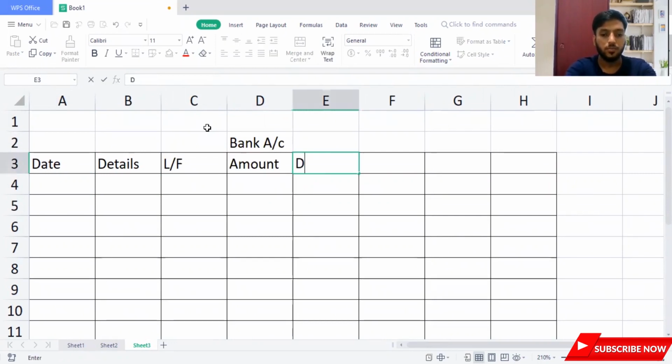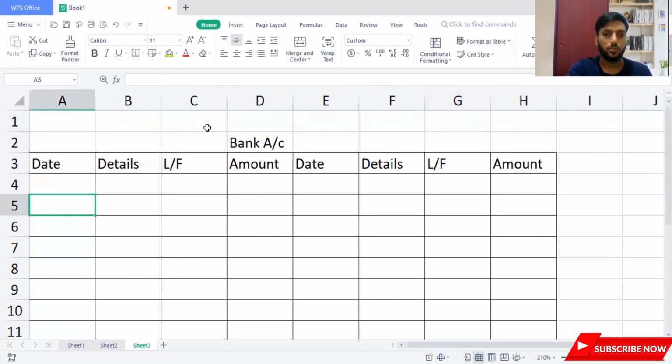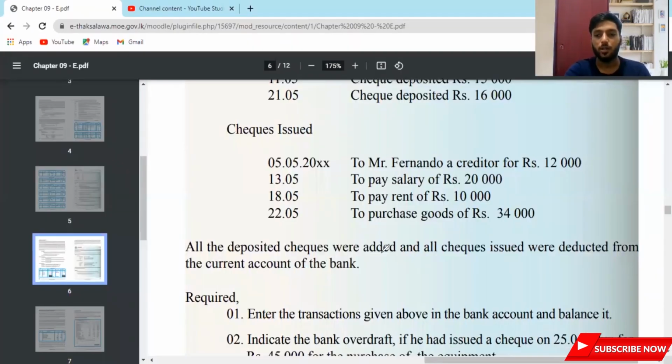Same: date, details, ledger folio, and amount. So how are we going to do the first one? Because they're asking the first one to enter the transaction, right? They're saying all the deposit checks were added and all the checks issued were deducted from the current account of the bank. Of course, when you have a bank account, whatever you are getting, you need to add. Whatever you are paying, you need to deduct. And enter the transactions given below in the above account and balance.